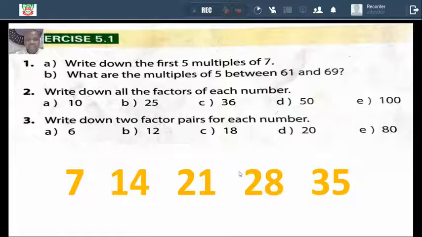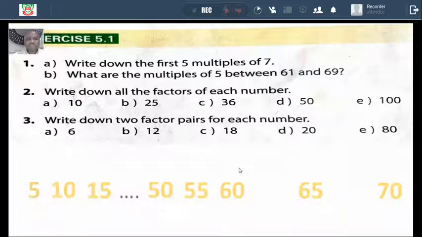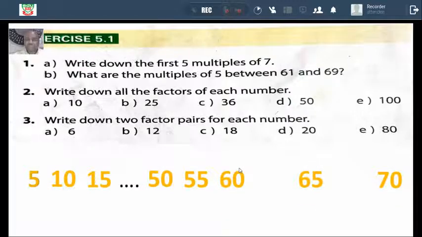Now, let's see, 5, 10, 15, so on and so on. I'll jump to 50, 55, 60, 65, 70. All right. Now, but I don't see 61 and 69. The reason is 61 is not a multiple of 5, and also 69 is not a multiple of 5.